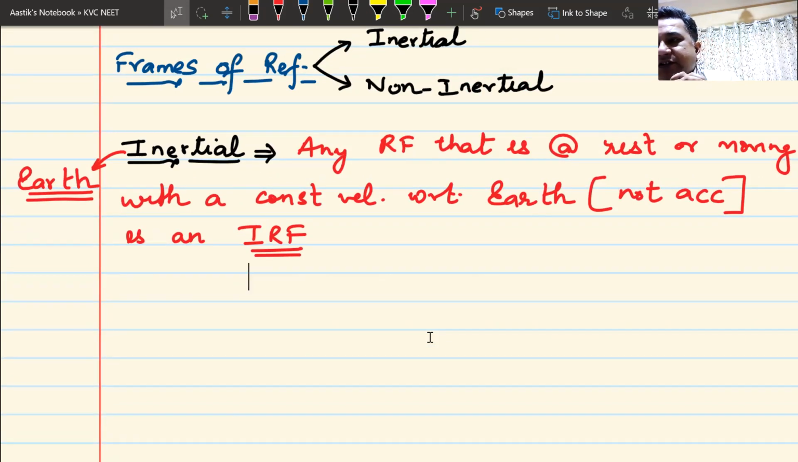Any reference frame that is at rest or moving with a constant velocity with respect to Earth, that is, it is not accelerated with respect to Earth, is the inertial reference frame. For example, I am sitting on the ground, not moving with respect to Earth. I am an inertial reference frame. If I am moving with a constant velocity, then also I am an inertial reference frame. If you are sitting in a bus, train or aeroplane moving with a constant velocity with respect to Earth, all these are inertial reference frames.